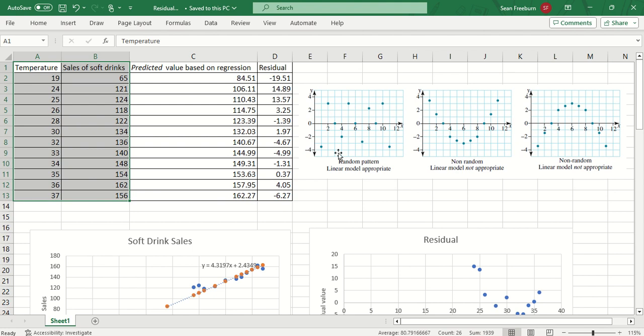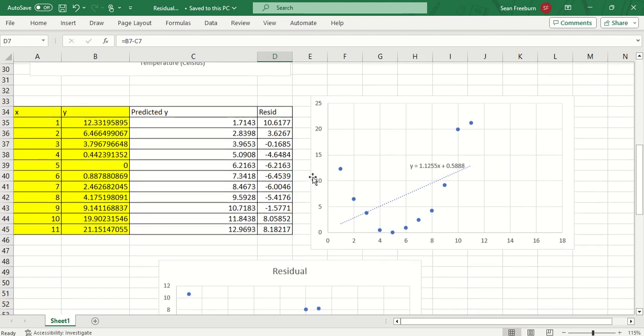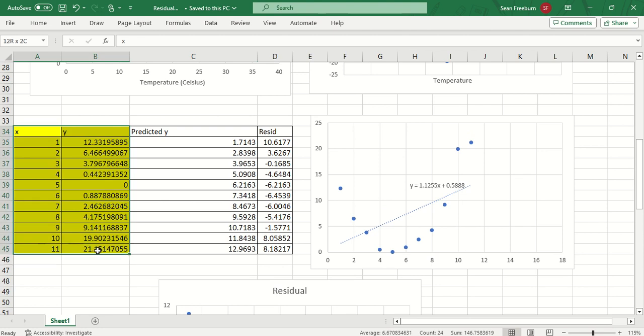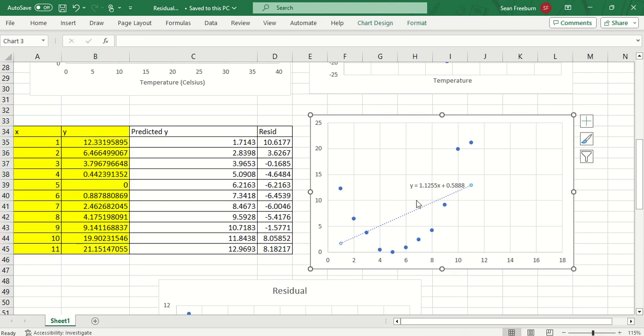But why? Why does a random scattering of dots mean a linear model is appropriate? And why do other things mean linear is not appropriate? Well, it's best demonstrated with a different data set. So say, for instance, I had this data set here. The blue dots represent the original data set. Now, when I'm looking at that, I can see it's clearly not linear.